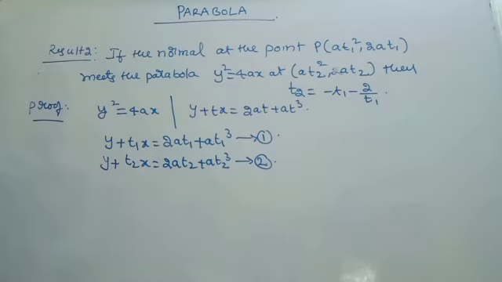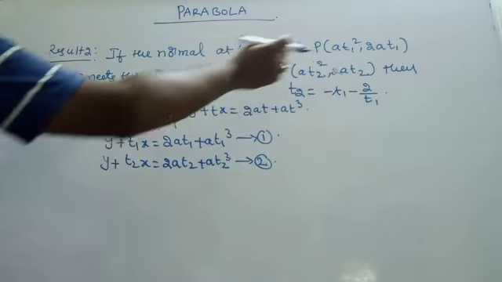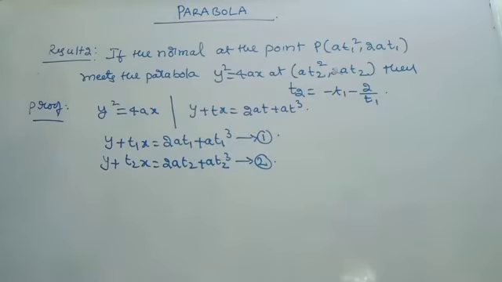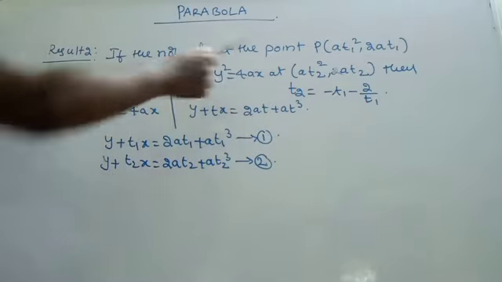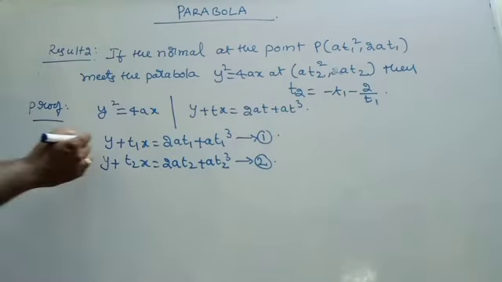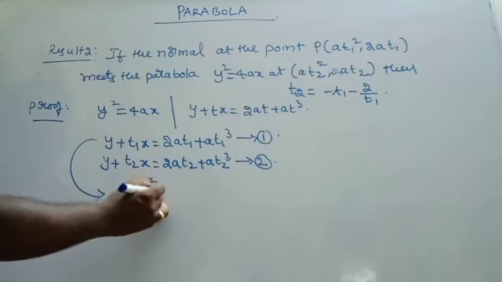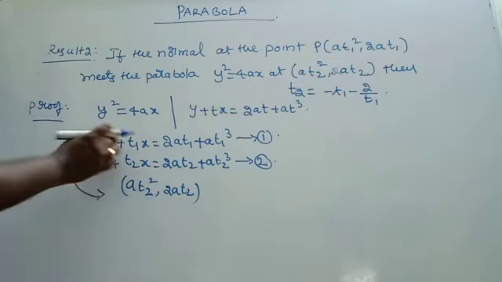Fine. Once we have got that, it passes through (at2 square, 2at2). One more thing we can do: since the normal is passing through this point, we can write it like this. This is passing through the point (at2 square, 2at2). Now let us substitute this point in this equation.